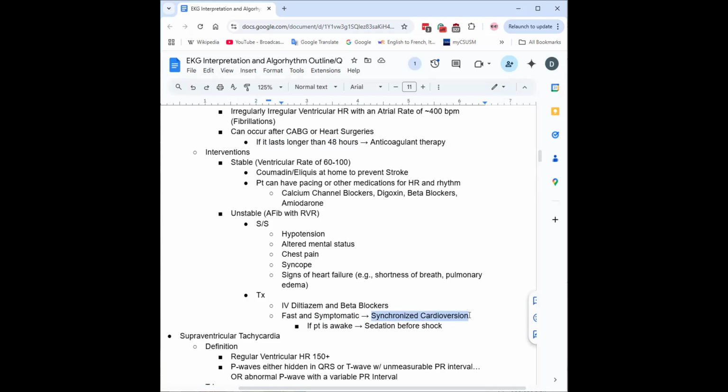Because like we mentioned here, if it lasts longer than 48 hours, anticoagulation therapy. But in that time beforehand, where they're not taking anticoagulant therapy and they have AFib, that clot could start to build. And then if they become fast and symptomatic and you do that synchronized shock to get them back, that shock could dislodge the clot and then you can give them a stroke that way. So that could be a potential contraindication, I suppose, for that.